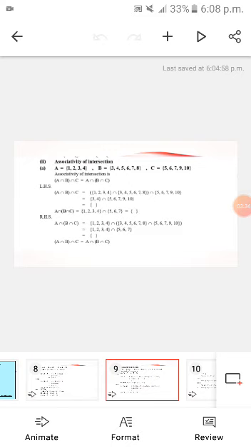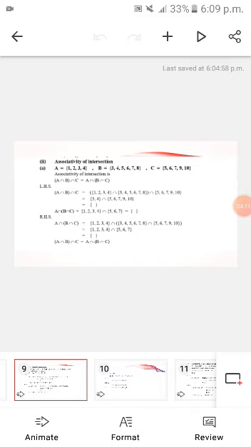Next, part number 3. Now we are checking associativity of intersection. Here also three subsets are given. We want to show that (A intersection B) intersection C is equal to A intersection (B intersection C). Just put the elements of the subsets, take A intersection B, then take its intersection with the C subset. And similarly the right hand side, firstly check B intersection C and then take its intersection with the A subset. Both the left hand side and right hand side are equal. It means that the associativity property of intersection holds here.